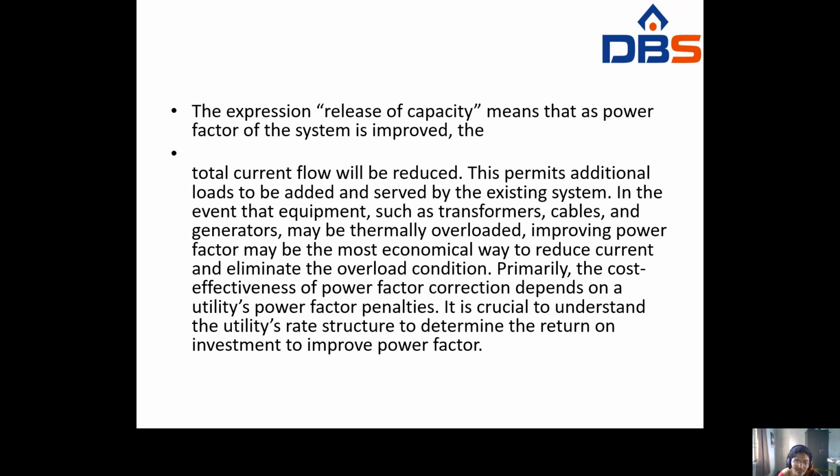It is crucial to understand the utility's rate structure to determine the return on investment of improving the power factor. Whenever you get the bill based on the power factor, that rate structure will be crucial to understand.